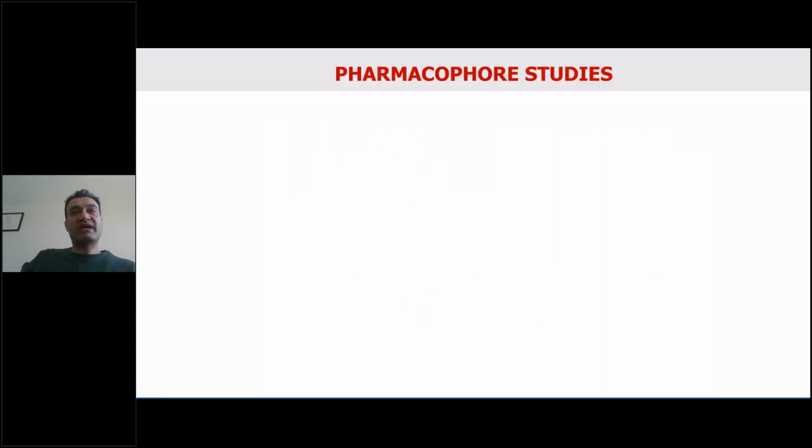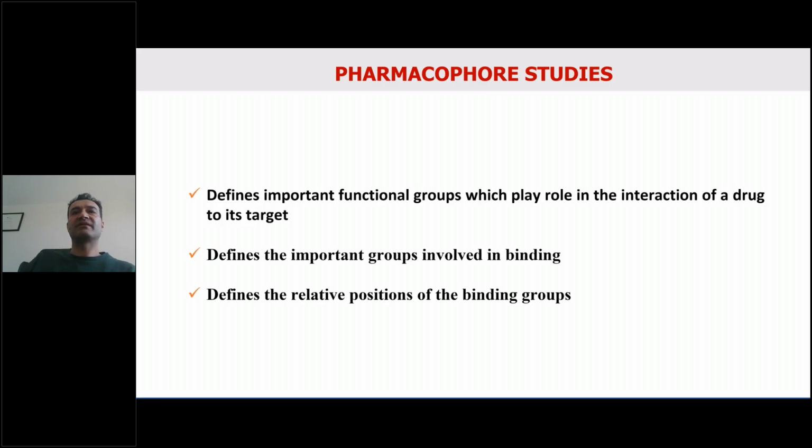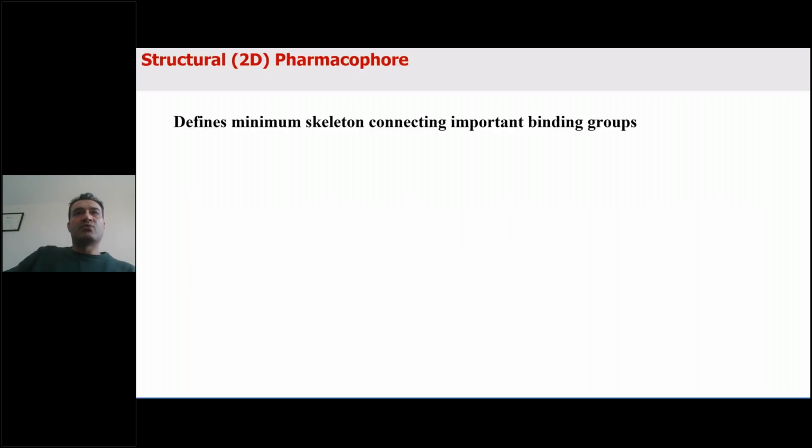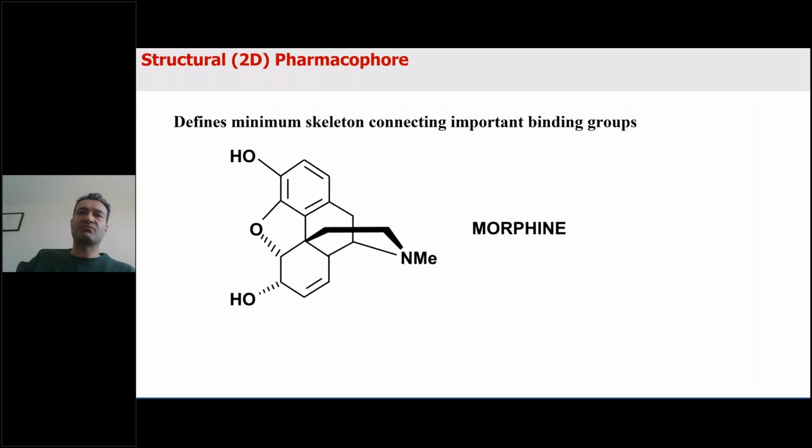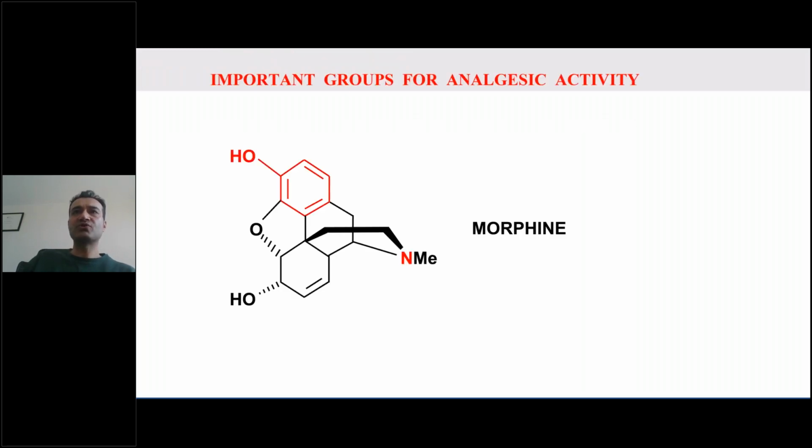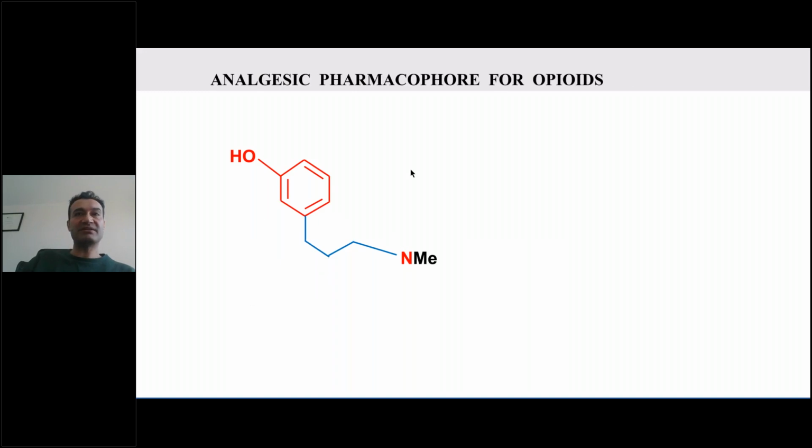Pharmacophore studies are, again, commonly used methods, and pharmacophore groups define important functional groups that play a crucial role in the interaction of a drug to its target. We have 2D pharmacophores and 3D pharmacophores. 2D are simple pharmacophores. They define the minimum skeleton connecting important binding groups. For example, in morphine, the important groups for analgesic activity are those nitrogen and phenyl groups. You connect them together, and it gives you a 2D pharmacophore skeleton here.